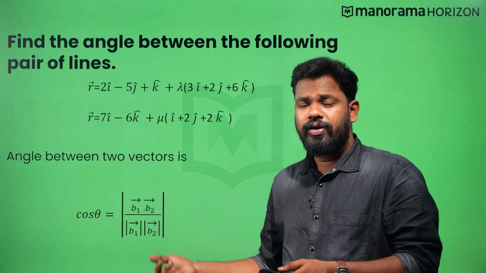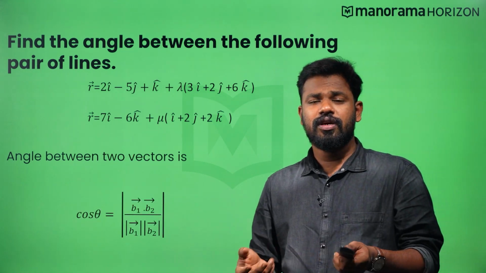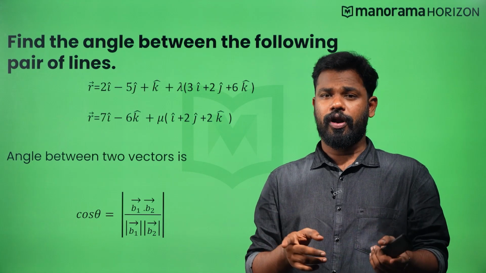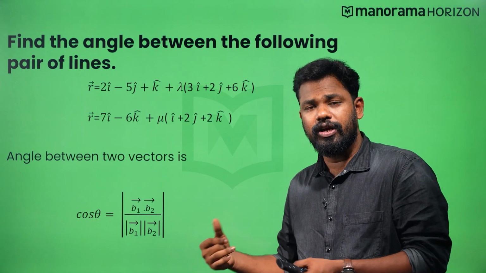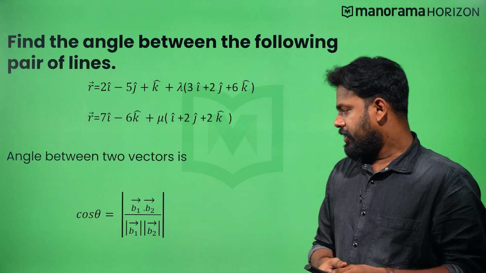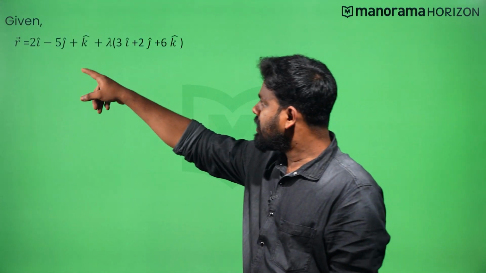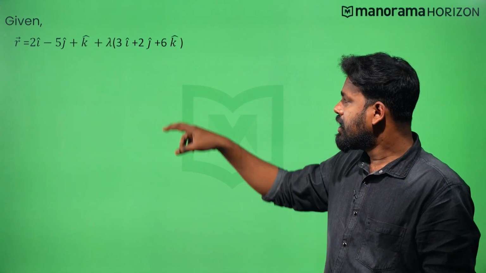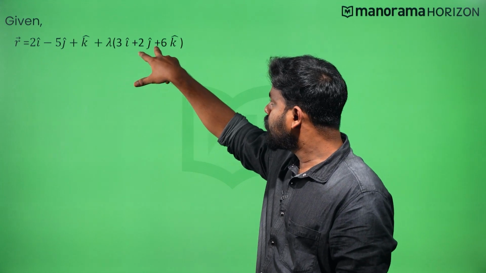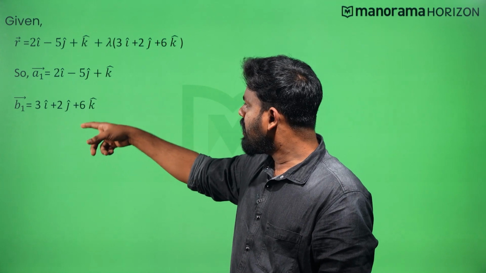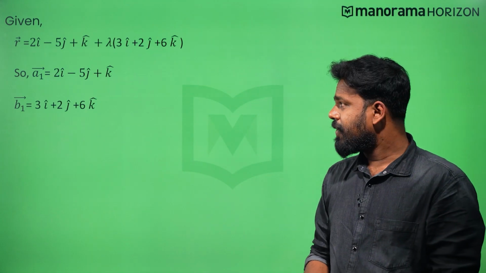To find the angle between the two lines, we just studied the formula, which is cos theta equal to modulus of b1 dot b2. We take the dot product and divide it by the modulus of b1 into modulus of b2, that is, the magnitudes of the vectors b1 and b2. The first line is 2i minus 5j plus k plus lambda into 3i plus 2j plus 6k. So what is b1? 3i plus 2j plus 6k. Here a1 is 2i minus 5j plus k and b1 is 3i plus 2j plus 6k.